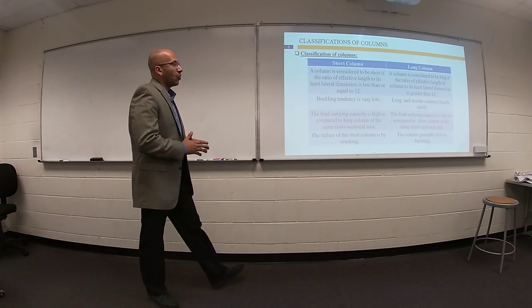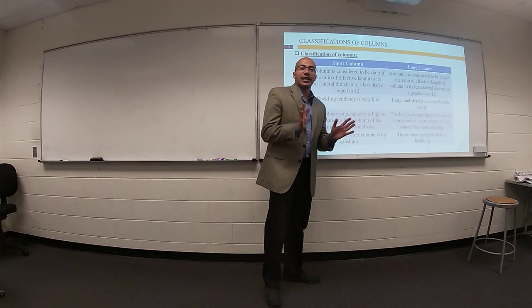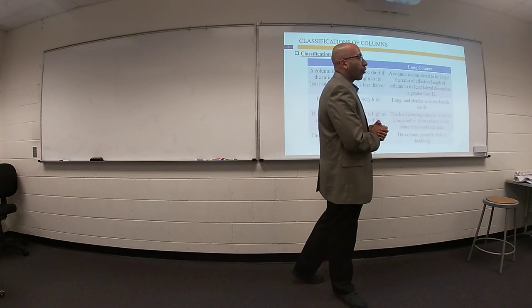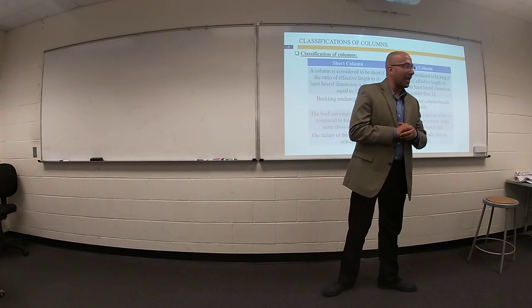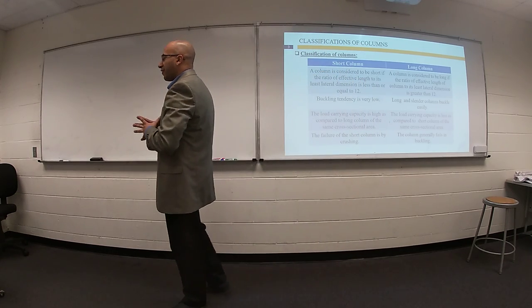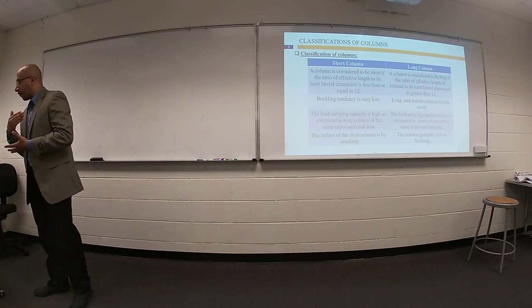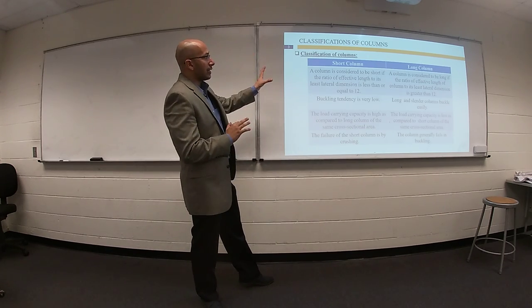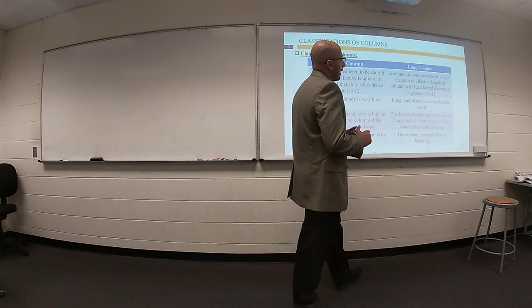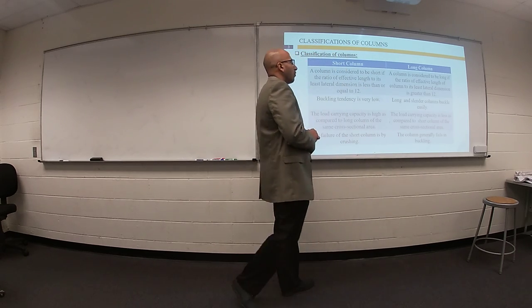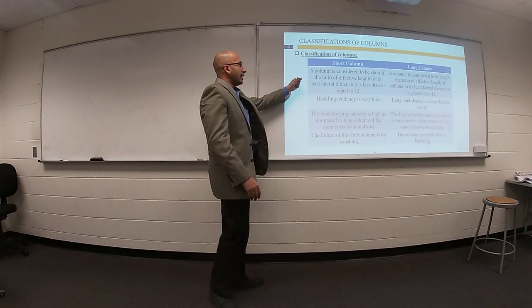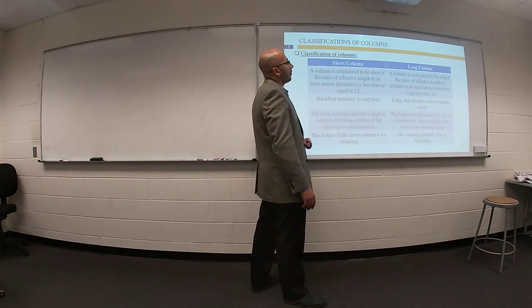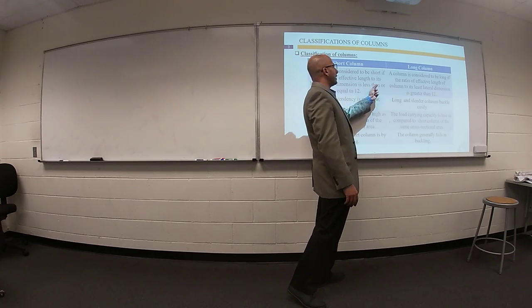Short column means we don't have any concern about buckling. Your column is safe against buckling. But for a long column, we have a concern about buckling. We have something critical about buckling. So if your column is safe against buckling, with no effect from buckling, we can call it a short column. But if your column is under the effect of buckling, I don't care what the length or height is, we call it a long column. According to ACI, a column is considered short if the ratio of the effective length to its least lateral dimension is less than or equal to 12.